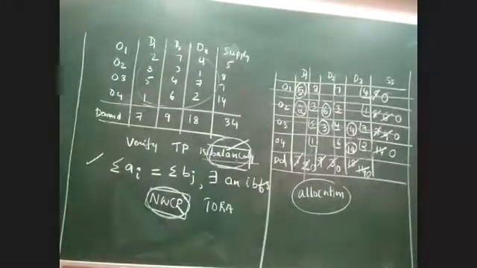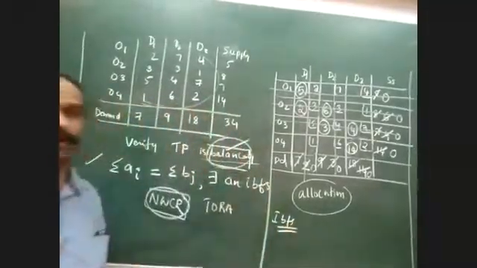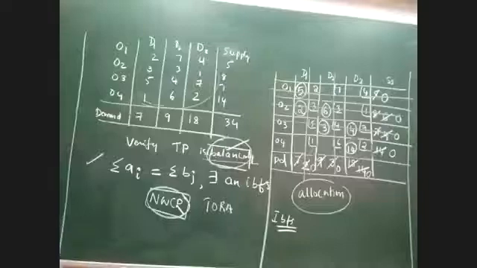Allocations are complete. After allocations are complete, the last step in this problem is that you are supposed to find your cost. That is what your question is. The initial basic feasible solution has to be calculated.